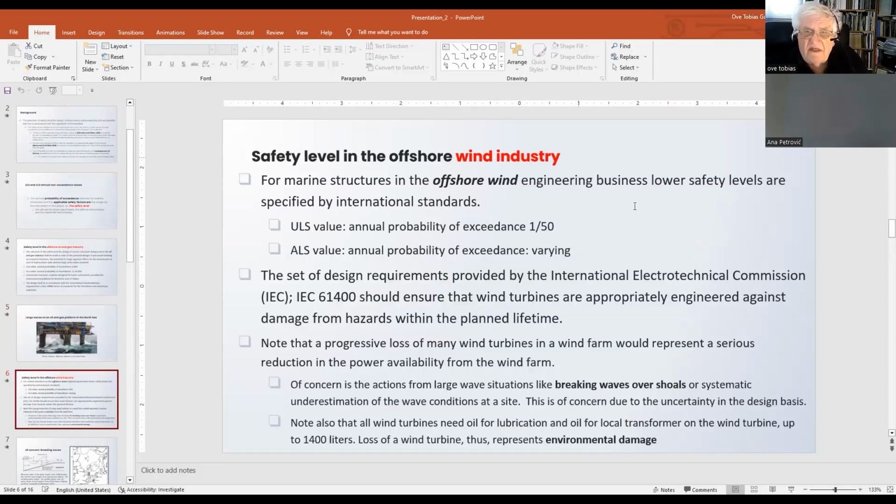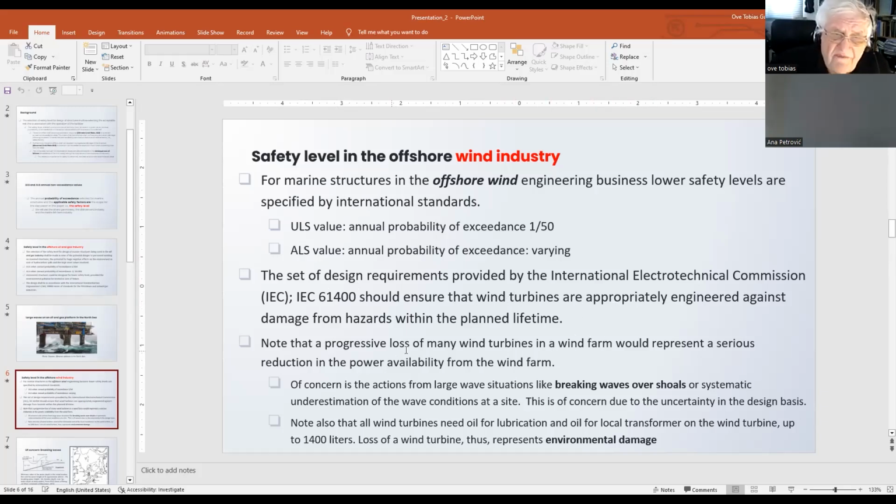The safety level in the wind industry is lower than the safety level in the oil and gas industry. That sort of makes sense. But the ULS value is an annual probability of 1 over 50 years, and this is a 50-year exceedance. The ALS value, the collapse value, is varying. Sometimes it's not even considered. The set of design requirements are given in the International Electrotechnical Commission standard, and they should ensure that the wind turbines are appropriately engineered against damage.